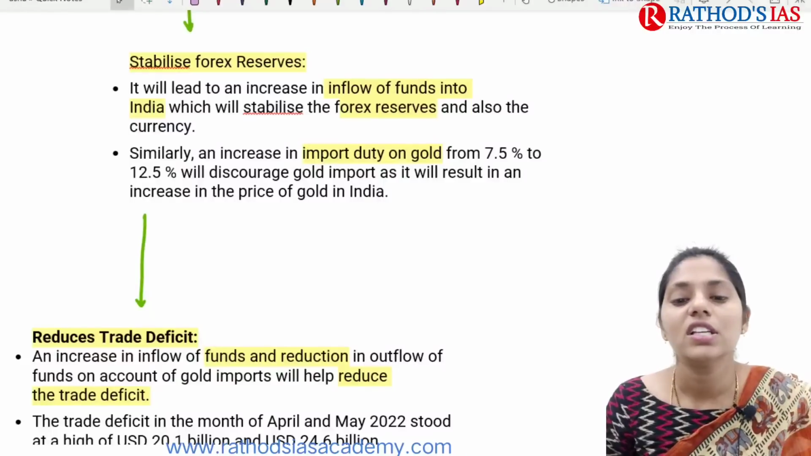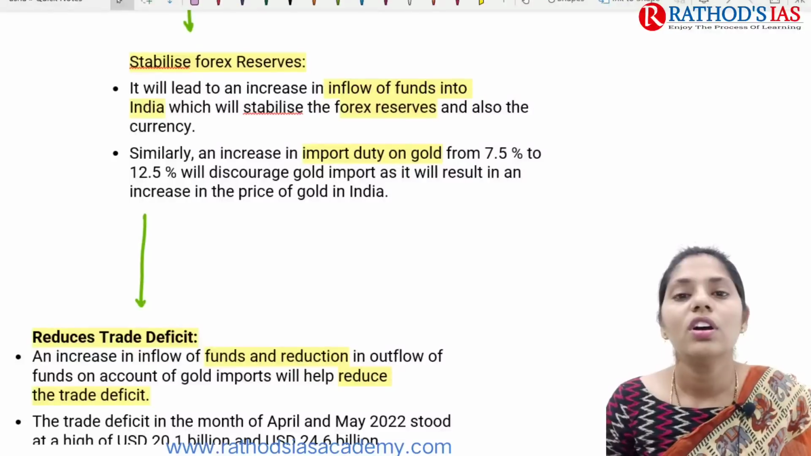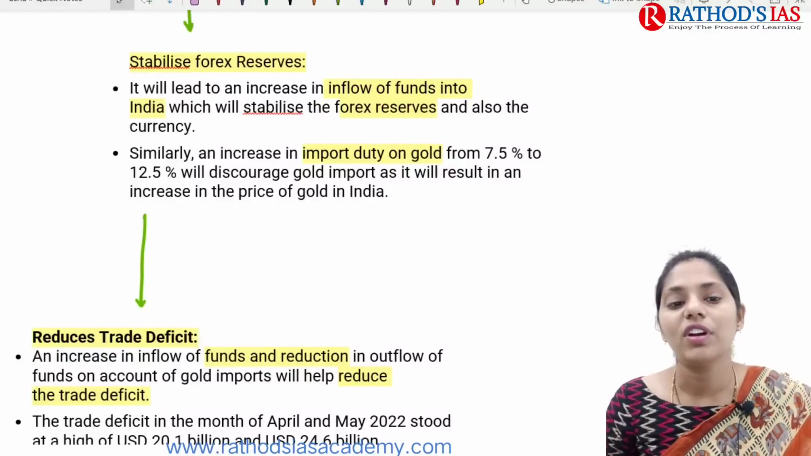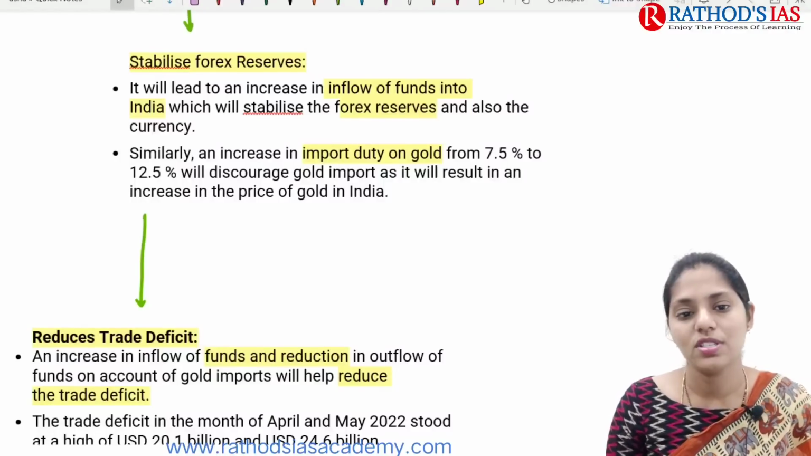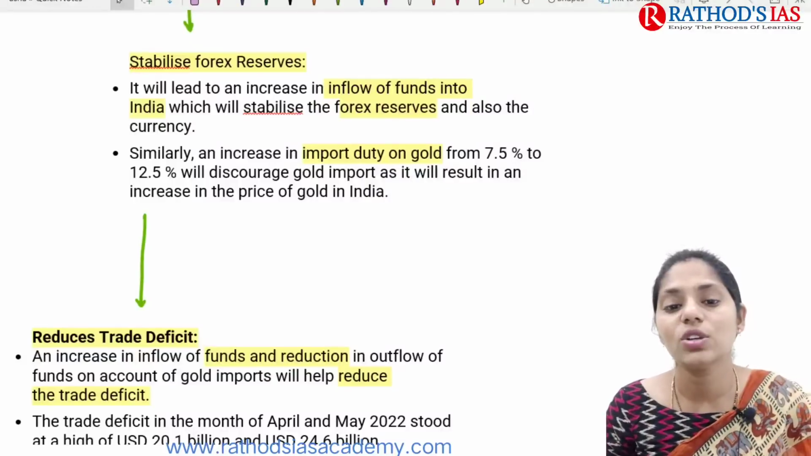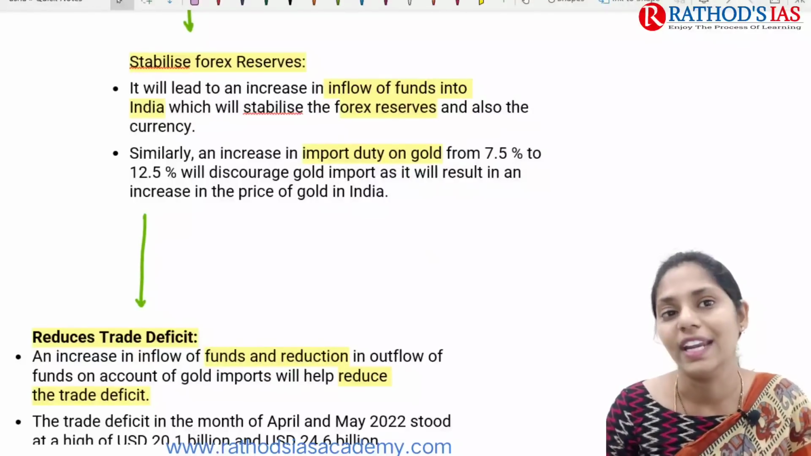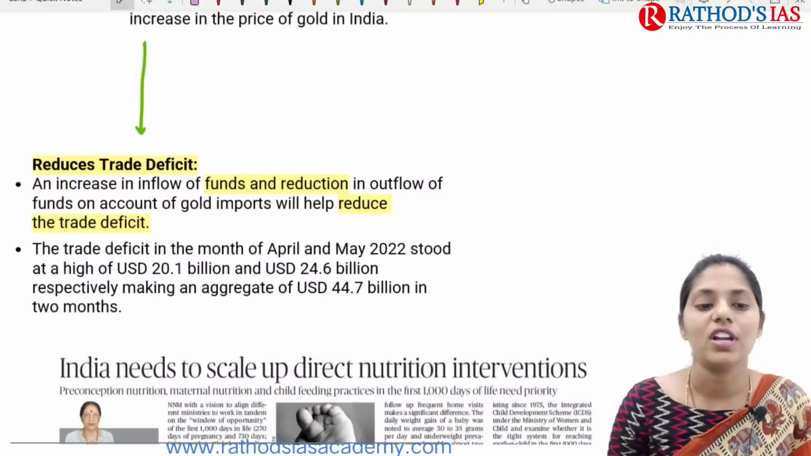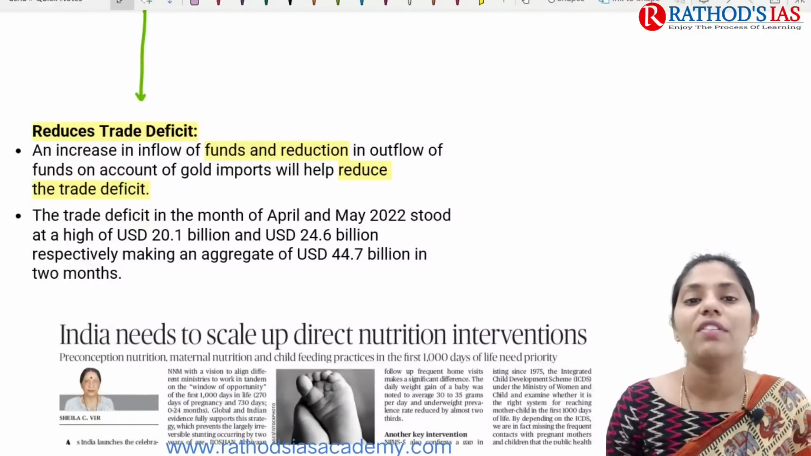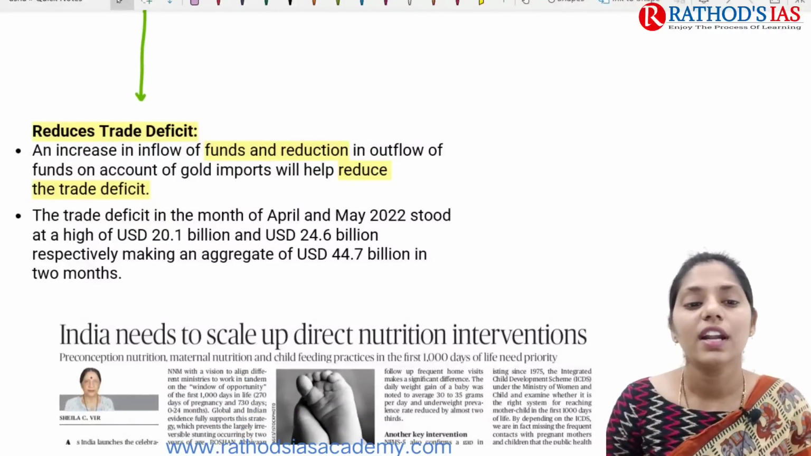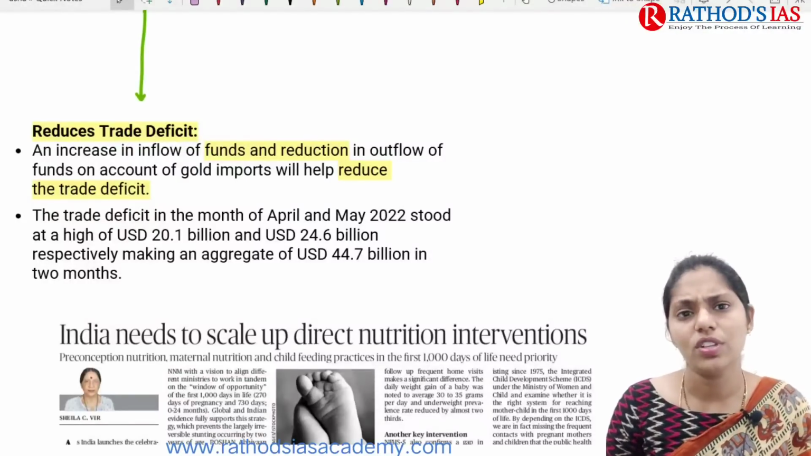And next one here is even increasing of this import duty on gold from 7.5 to 12.5 percentage, that will mainly discourage the gold imports, as it will result in the increasing of price of gold in India. So this is one important cause of concern. And next one here is it also reduces the trade deficit. So here we are having a huge amount of trade deficit, right? So that can be reduced by this. Okay, so this is the gist of this topic.